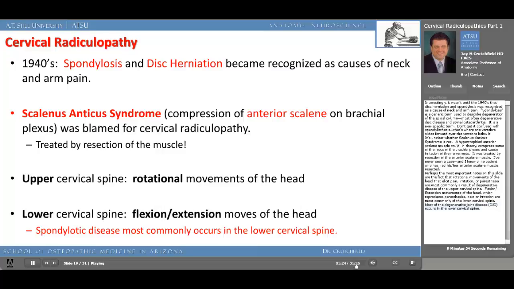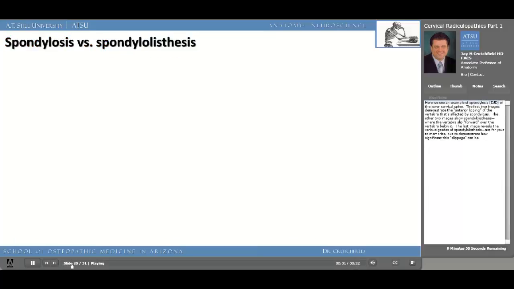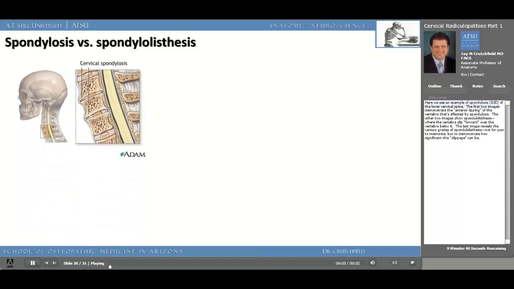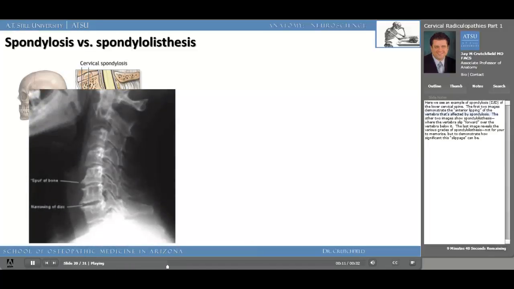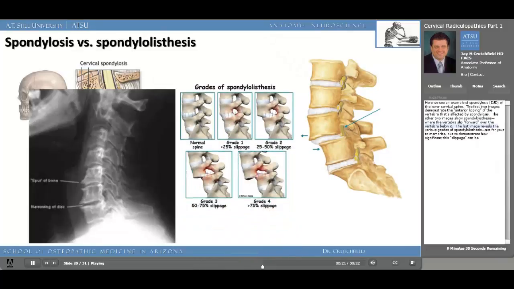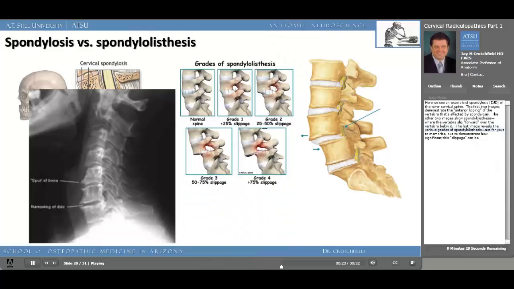Here we see an example of spondylosis, degenerative joint disease of the lower cervical spine. The first 2 images demonstrate the anterior lipping of the vertebra that's affected by the spondylosis. The other 2 images show spondylolisthesis, where the vertebra slip forward over the vertebra below it. The last image reveals the various grades of spondylolisthesis, not for you to memorize, but to demonstrate how significant this slippage can be.